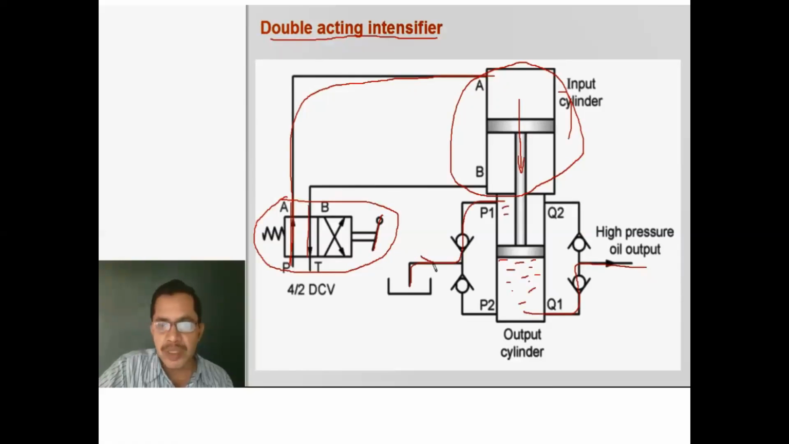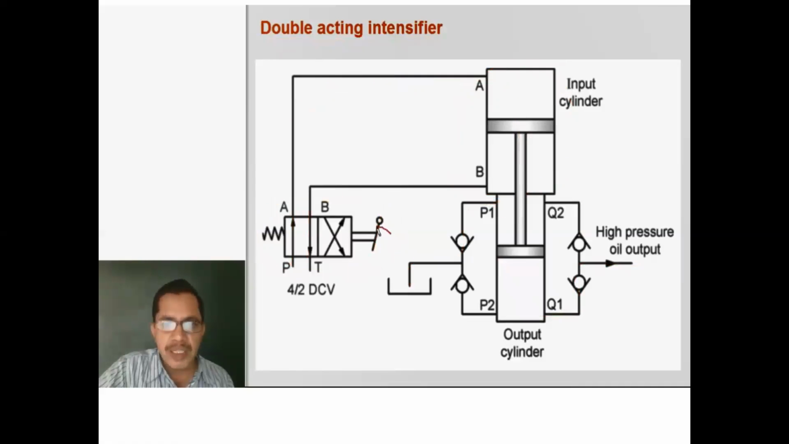Oil is flowing like this. During this downward stroke, on one side there is suction of oil into the small cylinder, and on the other side there is delivery of oil from the small cylinder. When we keep the lever in the other position, there will be connection from P to B and A to T, due to which oil goes to the rod end port of the big cylinder, and from here oil will come out, goes to tank.